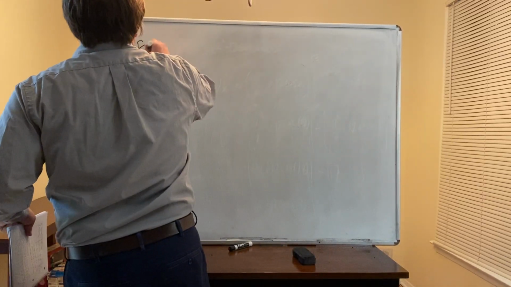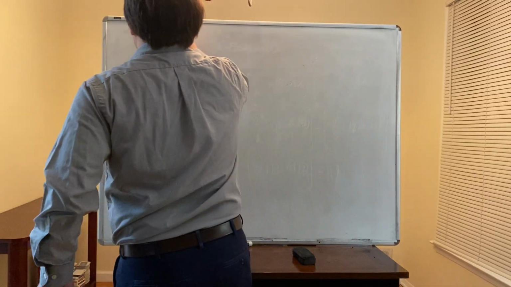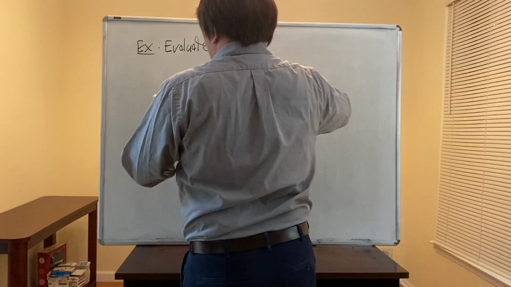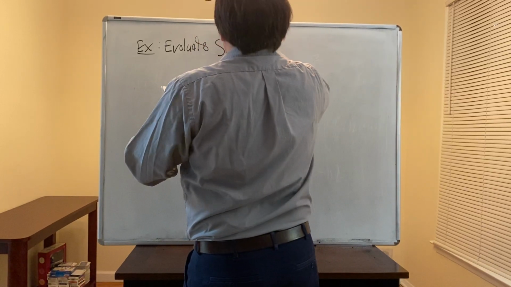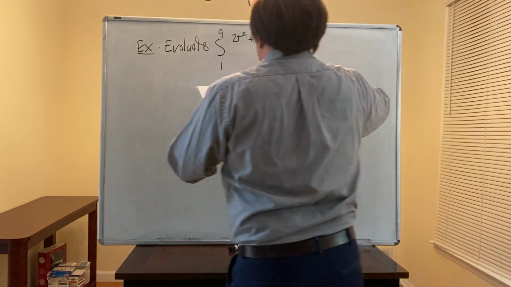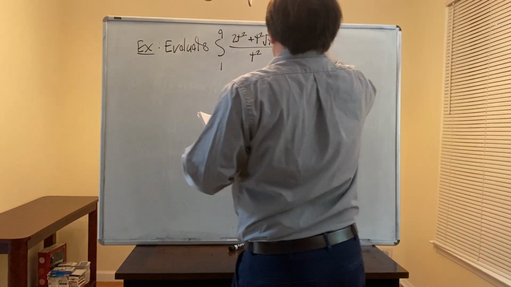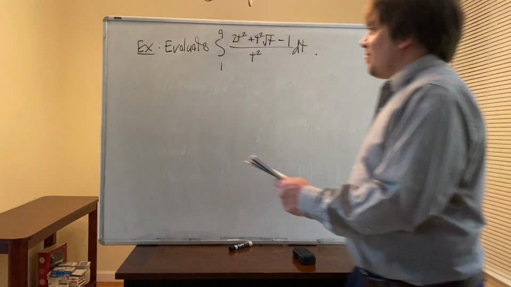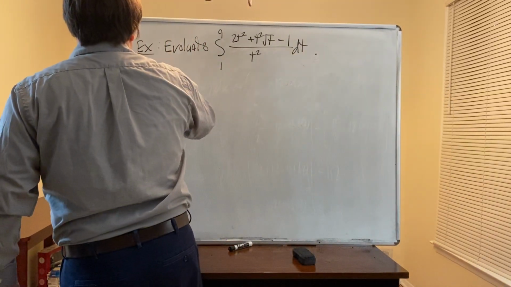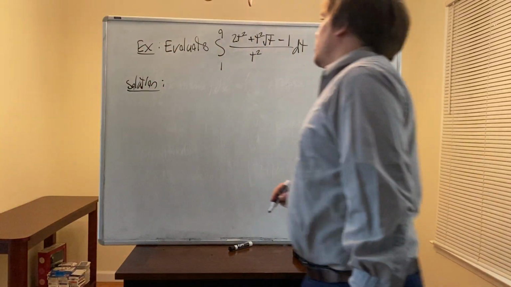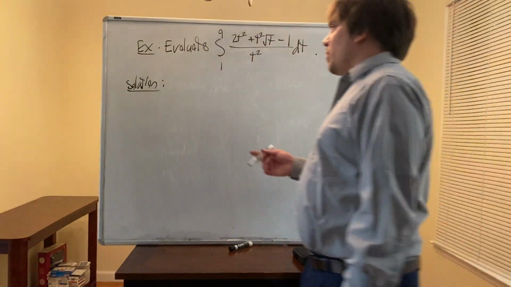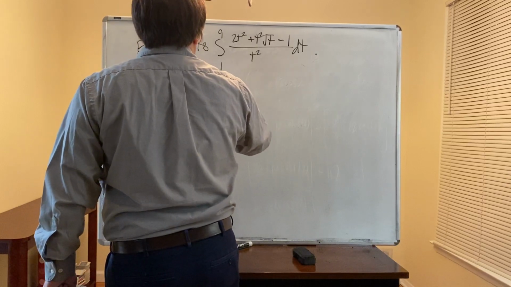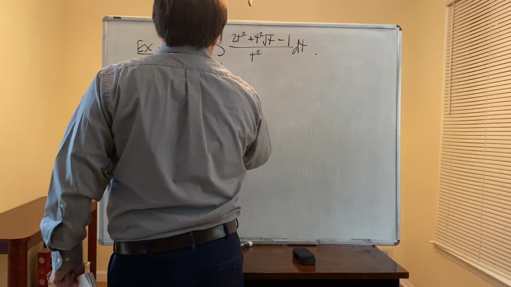Example. Evaluate the definite integral from 1 to 9 of 2t squared plus t squared square root of t minus 1 over t squared dt. Solution. Okay, so we're going to evaluate this definite integral. So first thing, rewrite the integral we're evaluating. The definite integral from 1 to 9 of 2t squared plus t squared square root of t minus 1 over t squared dt.